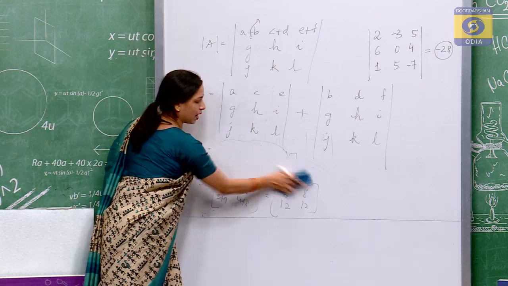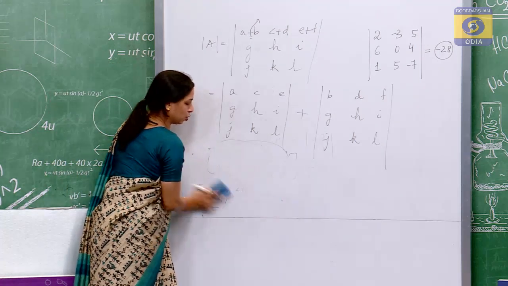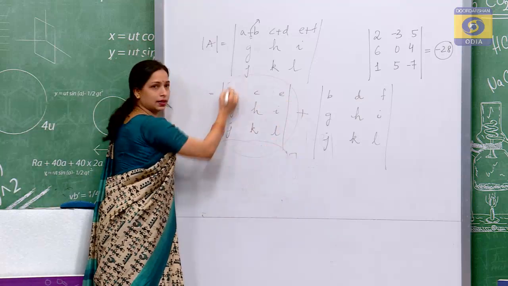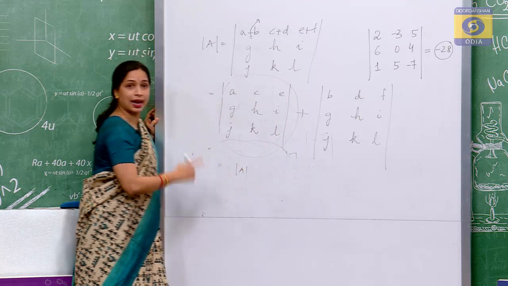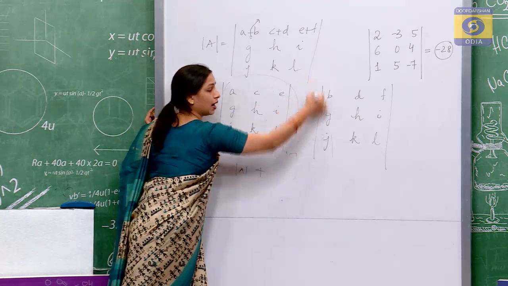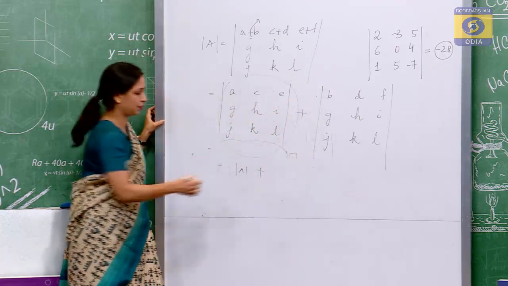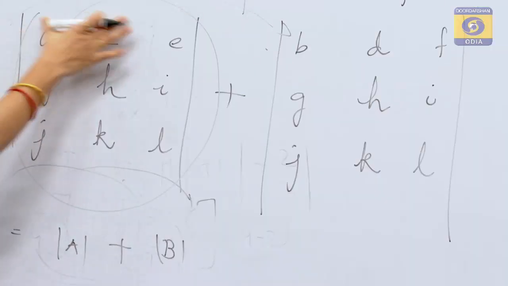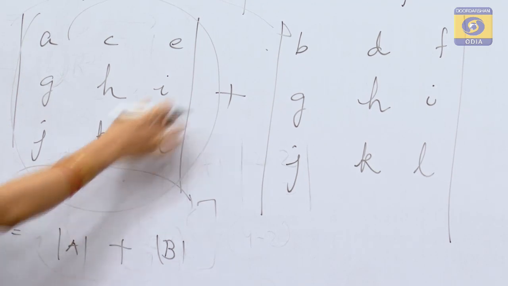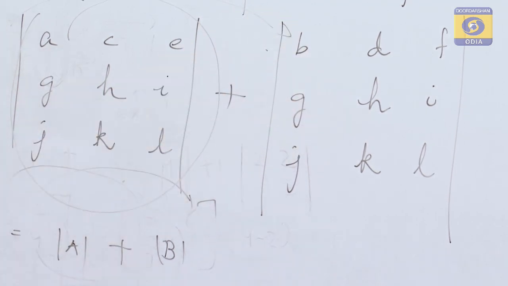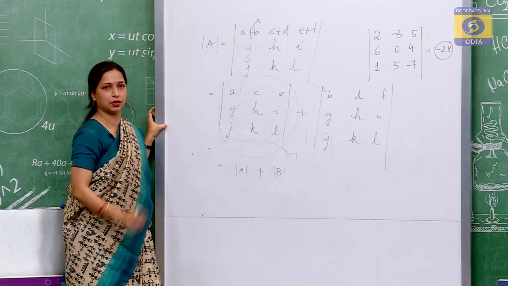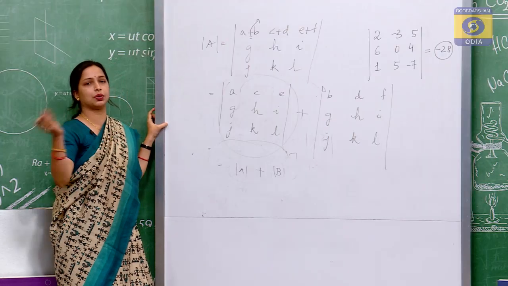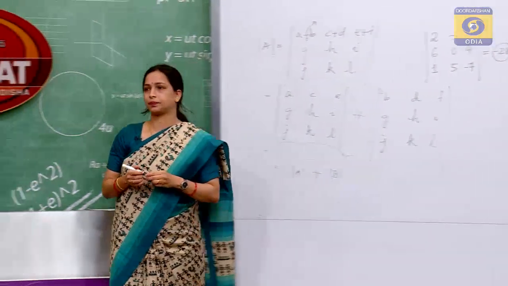Whenever we are splitting the determinants into two, then you have to find out the value of this determinant and then add the value of the other determinant that you derive. So, we do not add the corresponding elements, but we find out the value of one determinant and then the value of the other determinant, and then we add the determinant values to get the final value. Okay. Now, let us go to the next property.